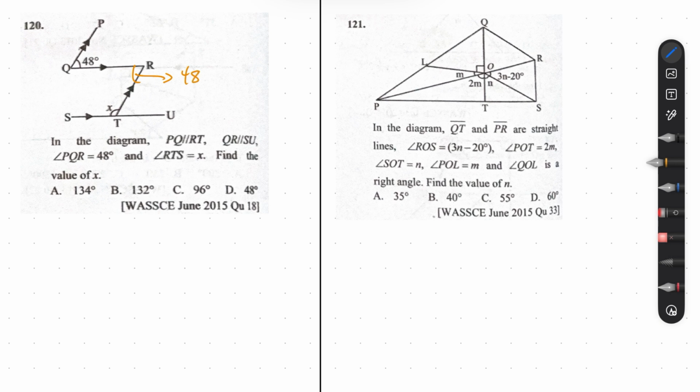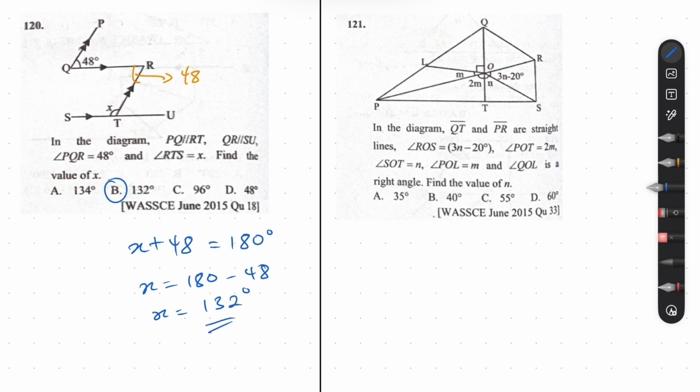So that means this angle is 48. Cool. Now we can easily find X, because we know that the co-interior angles add up to 180. So X plus 48 should give us 180. X is equal to 180 minus 48. Then X will give us 132. Okay, cool, which is B.